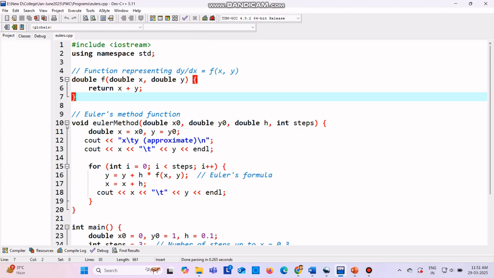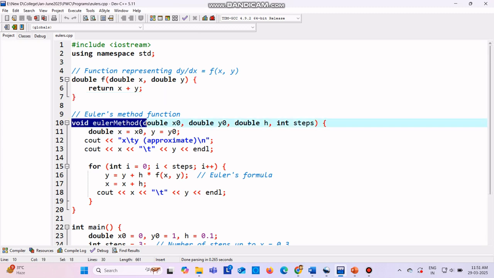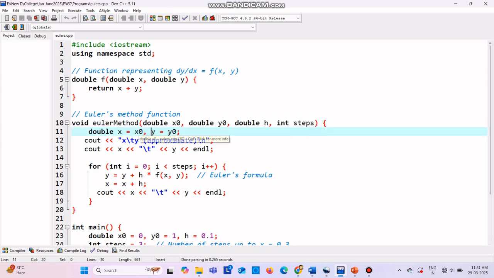So here is the Euler method. This is the function. We are getting the arguments x0, y0, h, and steps. Here we are declaring two more variables, x and y, which will store the values of x0 and y0. I am writing a statement "x tab y approximate" which you will see in the output. Then I am displaying the x value and y value. Now the main thing comes from here.